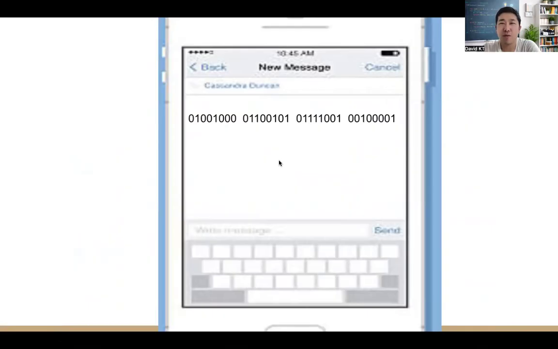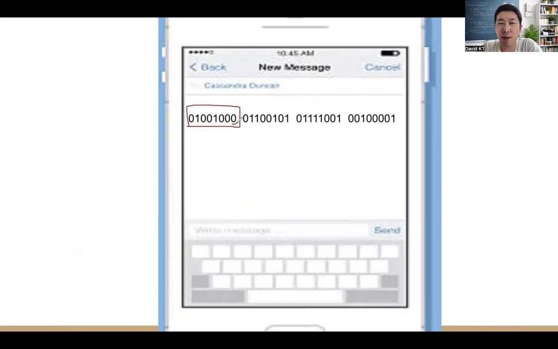So imagine your friend sends you a text message like this in binary. Now, before you block and unfriend that person, let's translate the message. How do you do this? Well, all you have to do here is what we did earlier.